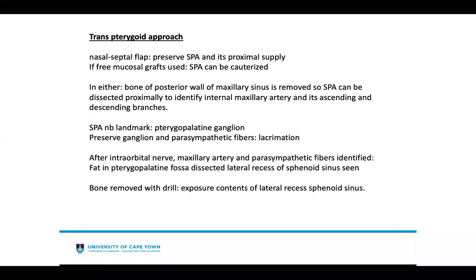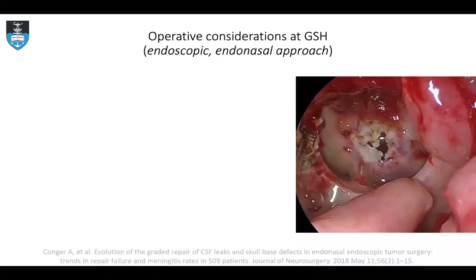So the sphenopalatine artery is really an important landmark. It gives you an indicator of where your pterygopalatine ganglion will occur, and you really need to try to preserve this ganglion as well as the parasympathetic fibers. So once you've identified your maxillary artery and the parasympathetic fibers, the fat in the pterygopalatine fossa can be dissected, and then that gives you access to the lateral recess of the sphenoid sinus. Bone can be removed with a drill, and that will help with exposure of contents of that sphenoid sinus.